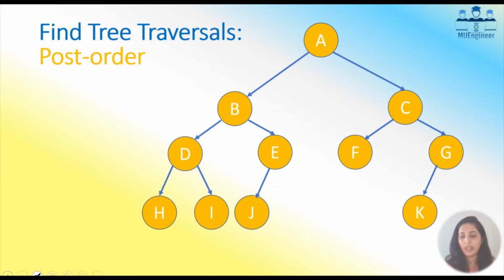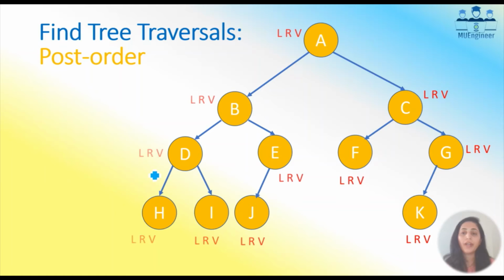Let's understand this with an example. Again the same tree, I want to find out the post-order traversal for this tree. So I will write down the notation, that is LRV, for all the nodes. Now I'm starting again from my root node. It says go to left. I'm reaching B. Now it says go to left. I'm reaching D. Now again it says go to left. I'm reaching H. It says go to left.